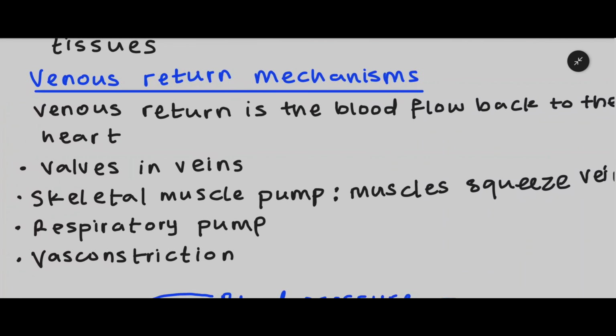Next, we have the respiratory pump, which is again a similar thing as the skeletal muscle pump, but more to do with the respiratory muscles and more to do with pressure changes that happen during breathing.